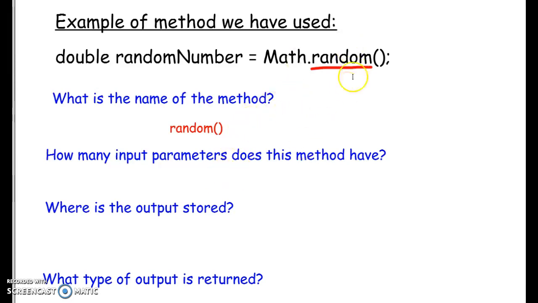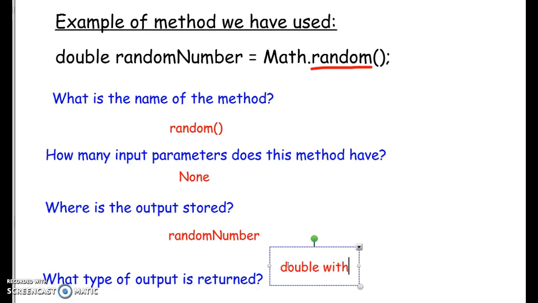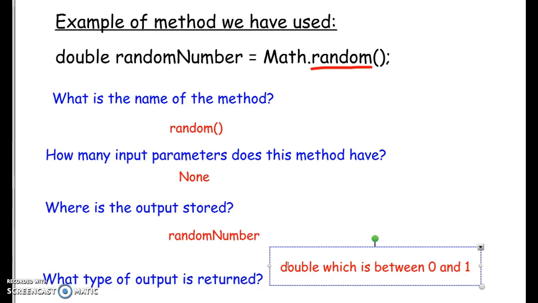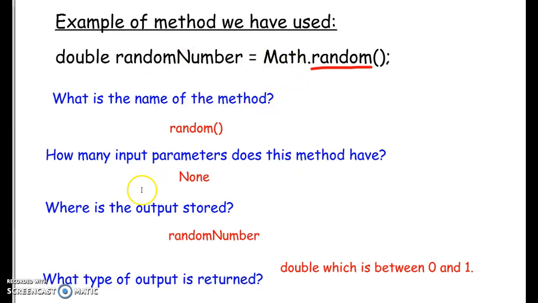How many input parameters does it have? Actually, there are none, so that was somewhat of a trick. None. And the output is stored in the variable called random number. It looks like the output to this, which we've done before, is a double, and specifically we hopefully remember it's a double between 0 and 1, not including 1. So the output type there is a double.